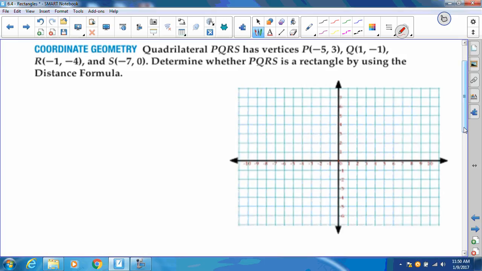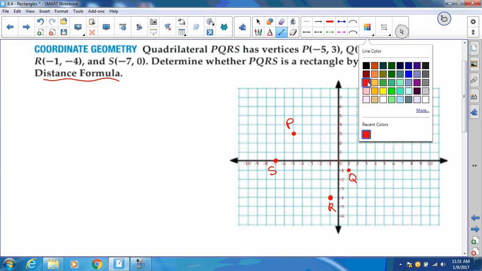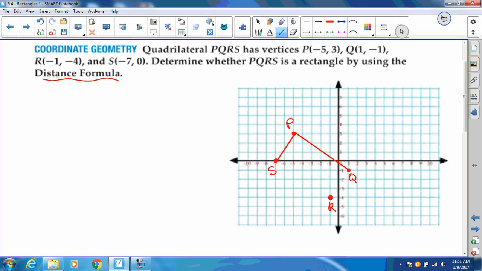Okay, so we're going to follow that same idea. We're going to determine whether this quadrilateral is a rectangle by using the distance formula. So they're going to tell us specifically what they want us to use. So we're going to plot our points. We're going to plot the point P, which is at -5, 3. Q is 1, -1. R is -1, -4. And S is -7, 0. And I'm going to connect these points using a straight edge.